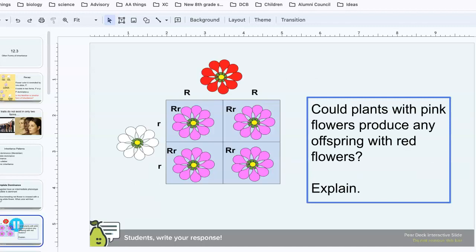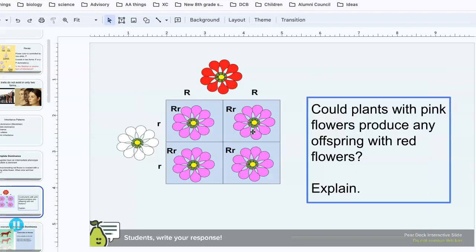The next one is: can plants with pink flowers produce any flowers with red offspring? So here's the cross we talked about. We have our red flower crossed with our white flower, and we are still using the big R's and little r's for this. And as a result, all the offspring turn out to be pink. Now the question is, could plants with pink flowers be able to produce any red flowers? And that would basically be a cross of pink with pink. Yes would be the answer.